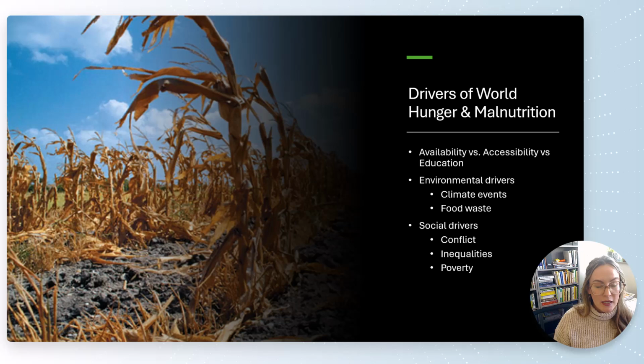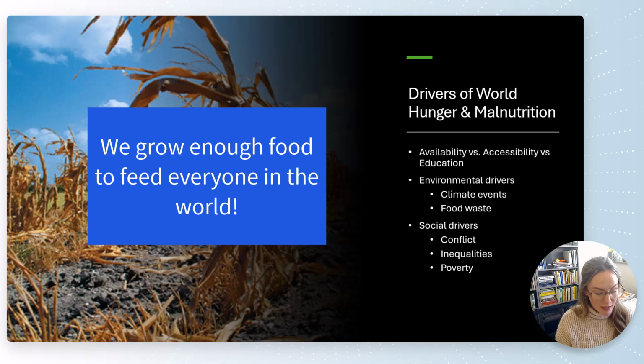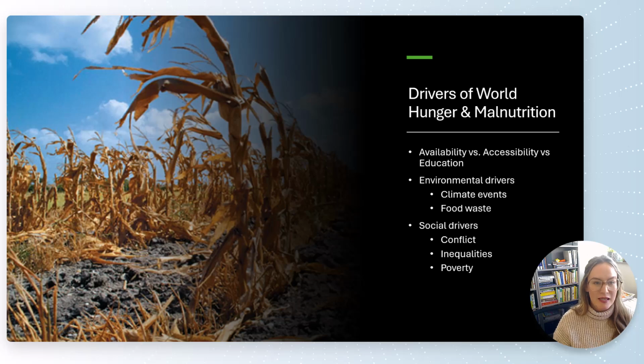On food availability, I think the most important takeaway, and one that's kind of shocking for people, is that we actually make enough food to feed everyone in the entire world. The current global food production exceeds the needs of the world population. So the food is available. The question then is, is it accessible? Is the food going where it needs to go to feed the people that it needs to feed? So that's an accessibility issue.